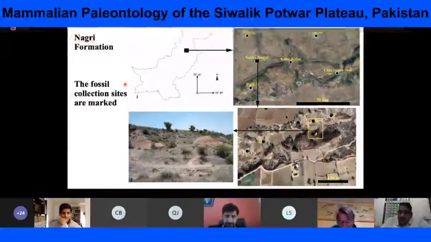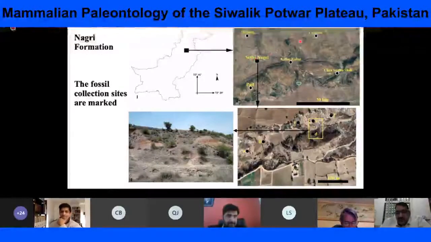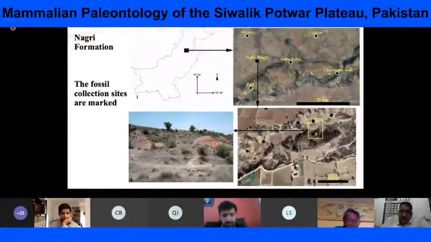This slide shows how we mark the collection site. For example, first we mark the collection area within a country, that is Potwar Plateau, then we mark the study locality within a district. From district Chakwal, we mark Sethi Nagri with other associated localities. Then again, we mark the survey area. For example, you can see E and D; actually, this is the survey area. And from the next, we mark the fossil locality.